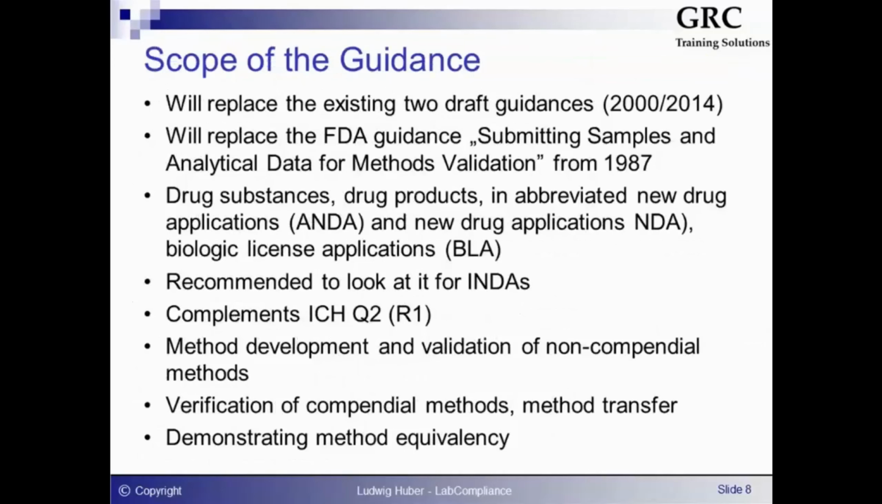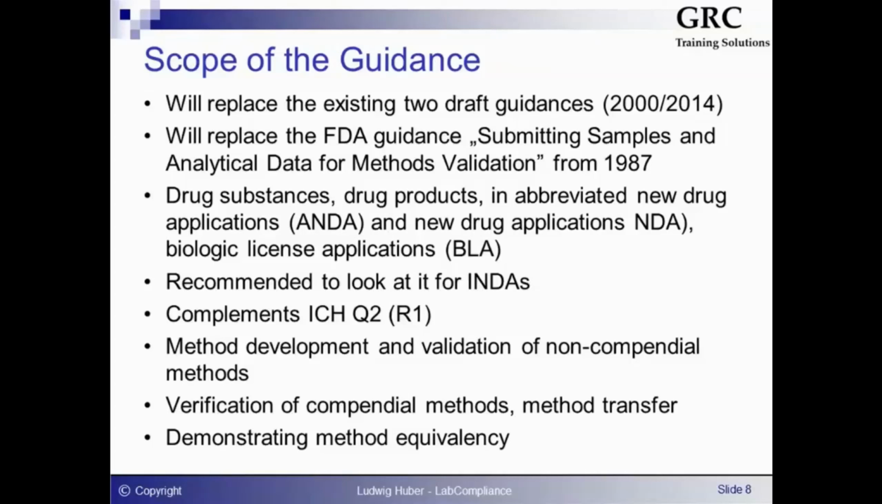I think I'm talking about the scope of the guidance now, and first of all, the guidance replaces the existing draft guidance, which has the same title, right? But that one was from the year 2000, and it also replaces the FDA guidance currently called submitting samples and analytical data for method validation. That was also relatively old, from 1987.